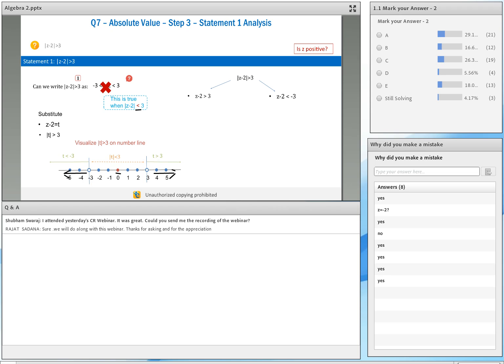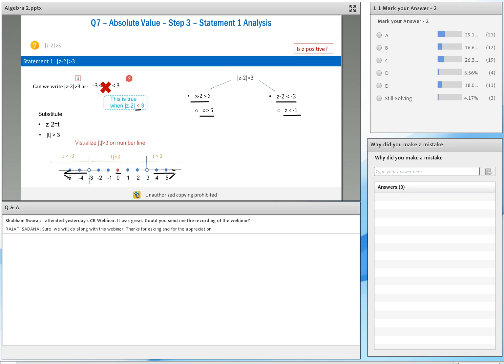So z minus 2 is greater than 3, which means when z minus 2 is positive, z minus 2 is greater than 3, and when z minus 2 is negative, z minus 2 is less than minus 3. As you do the math, you're going to get z is greater than 5 or z is less than minus 1.